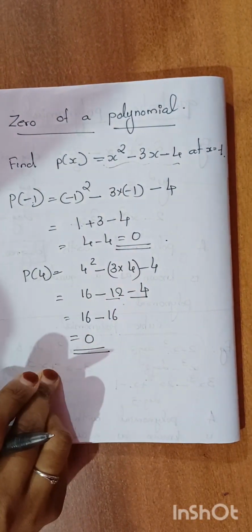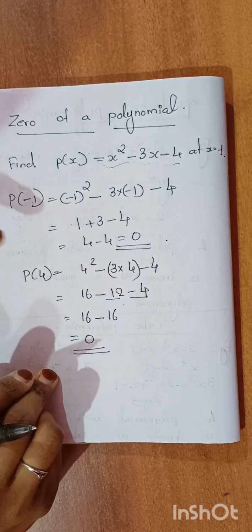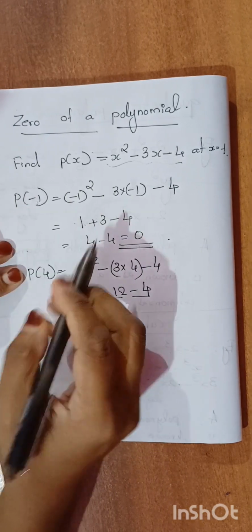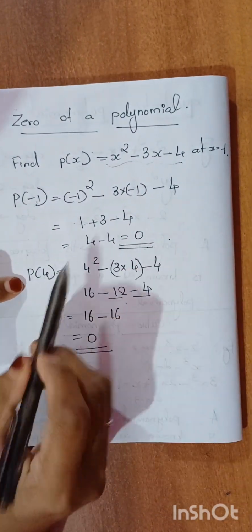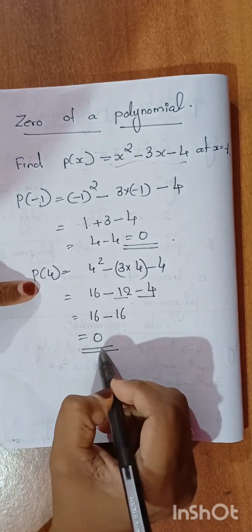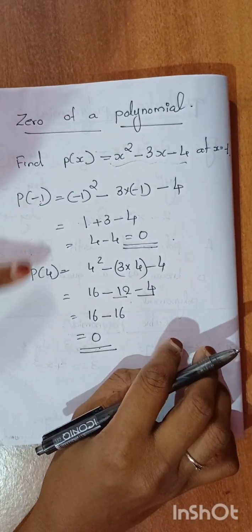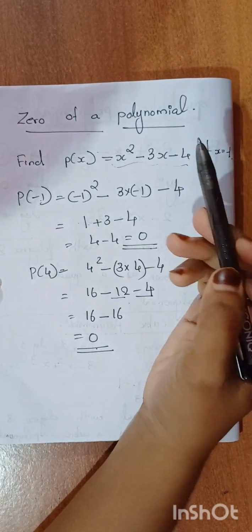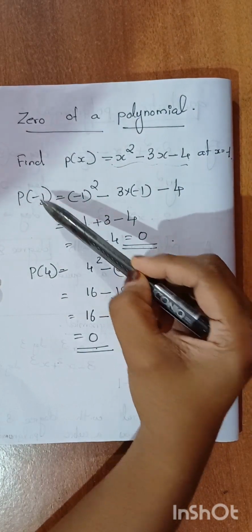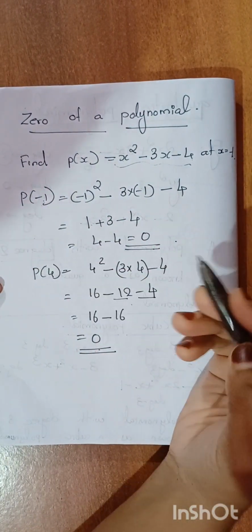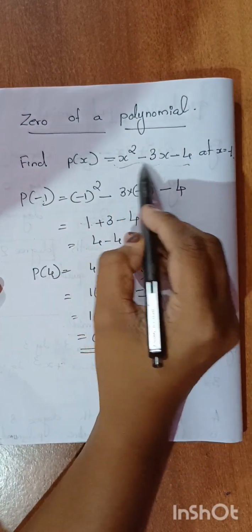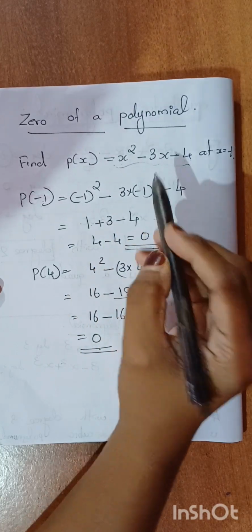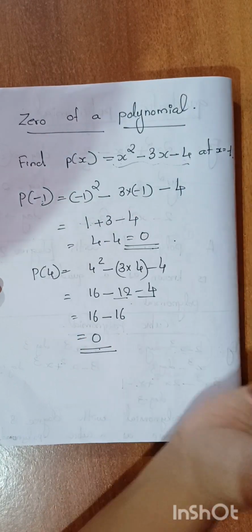That means what we have done is replace this x by minus 1 and 4, right? Then we got that by replacing x by minus 1, the answer is 0. By substituting x by 4, the answer is 0. That means minus 1 and 4 are the zeros of this polynomial. That is, if we substitute these numbers, minus 1 and 4, in the place of x in this polynomial, we get the answer 0. That means this one is the zero of this polynomial.